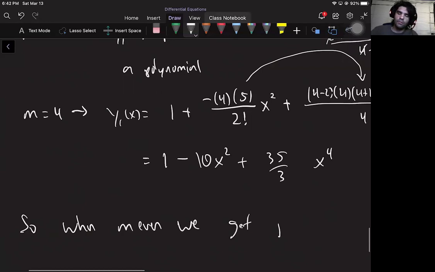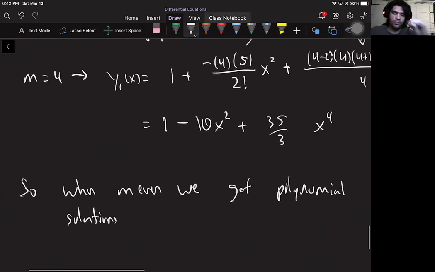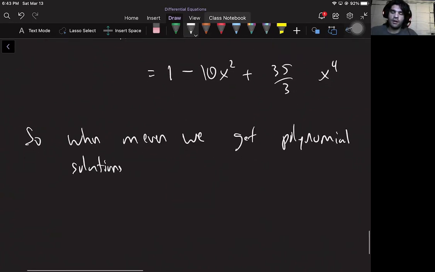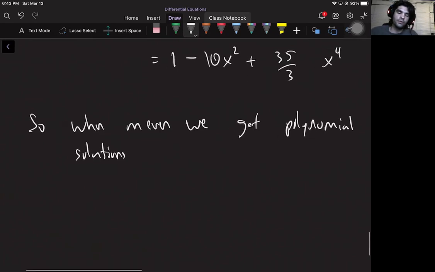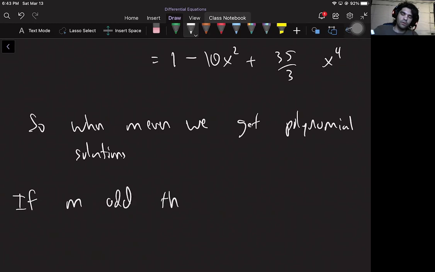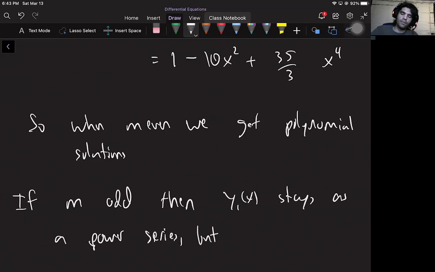We get these polynomial solutions, but we also get the power series solution because the other one is not disappearing into a polynomial. It's staying as a big old power series. But this also happens when m is odd. It just switches. So then what happens when m is odd is y1 of x stays as a power series, but the other guy becomes a polynomial.